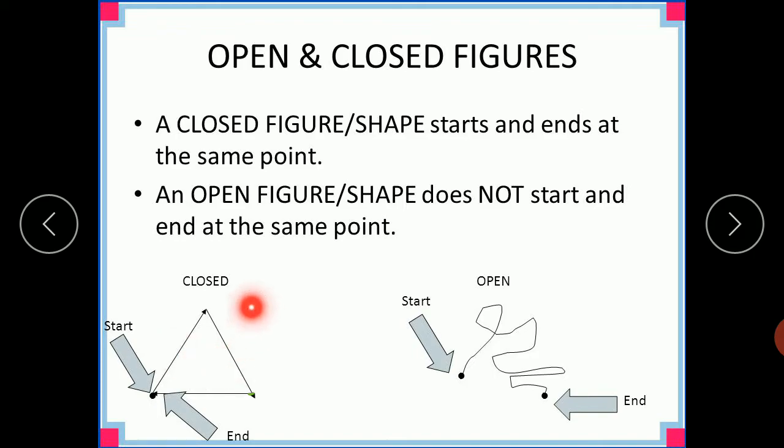This is a figure that starts from this point and ends at the same point, that is, the starting point and ending point are the same. In a closed curve, the starting and ending point will be the same. In an open curve, the starting point and ending point will be different. You are starting from here, then you are ending at this point. So this is an open curve.